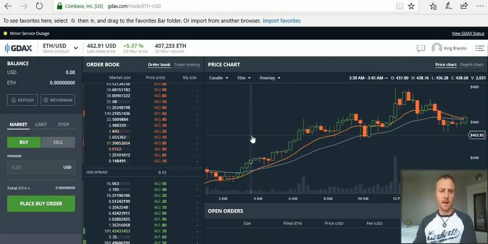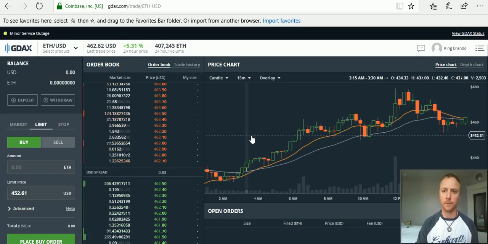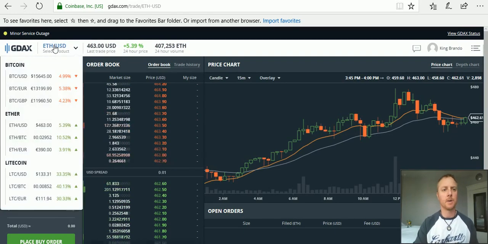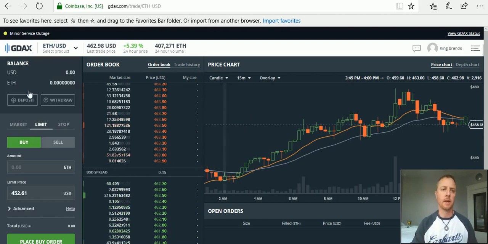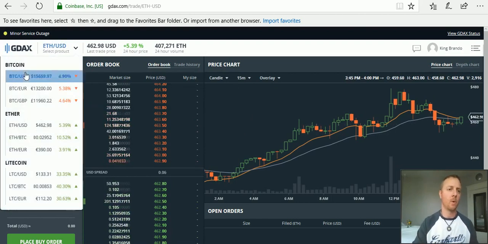Right, now this can be a little intimidating, so I'll give you a brief run through of how to navigate through Gdax here. So you come up here, you can choose what you're actually wanting to watch, trade. You get your Bitcoin, and then the different uses for Bitcoin that you can trade against, your Ethereum, and then your Litecoin.